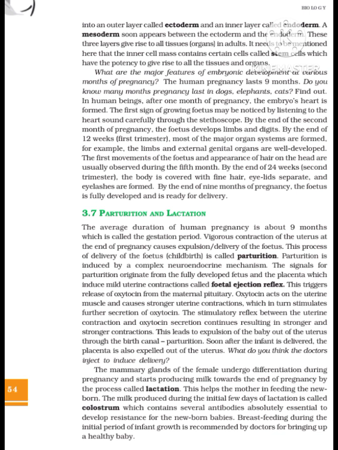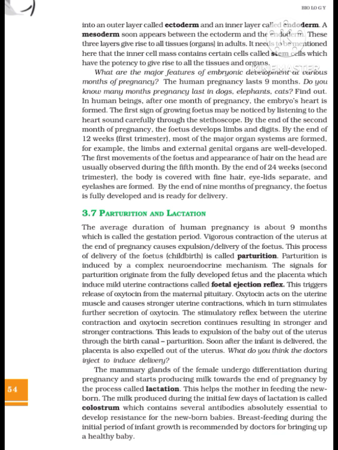By the end of the 2nd month of pregnancy, the foetus develops limbs and digits. By the end of 12 weeks, first trimester, most of the major organ systems are formed. For example, the limbs and external genital organs are well developed.